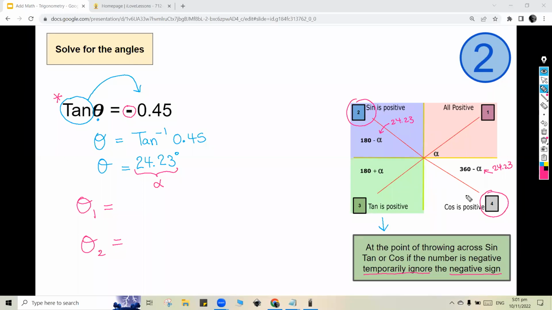So 180 minus 24.23, right? I'm just making sure we have it correct here. I'm getting 155.77 degrees. And the next one is 360 minus 24.23. And I'm getting 335.77 degrees. Right?